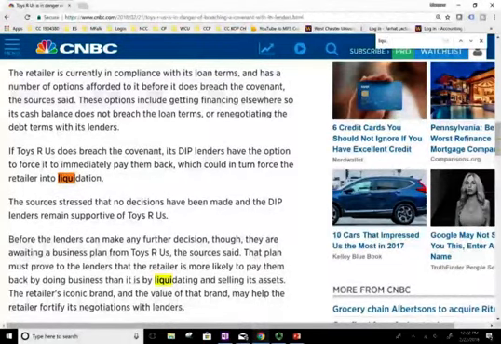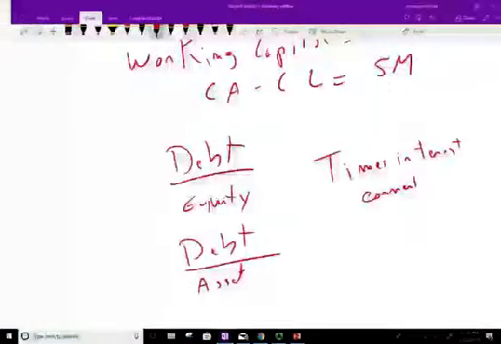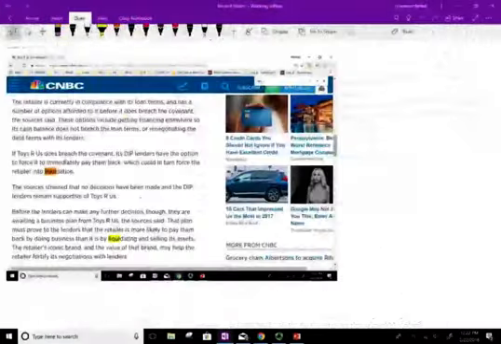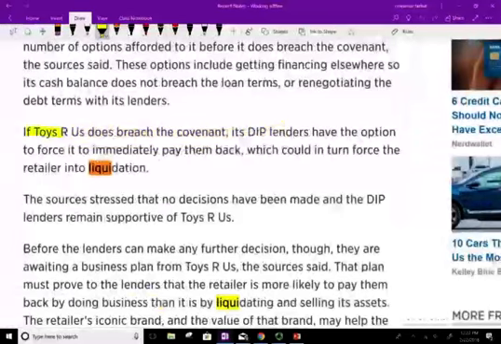If Toys R Us does breach the agreement, its DIP lenders have the option to force it to immediately pay back, which could do what? Force the liquidation of Toys R Us. So if they do breach, that's the risk of those ratios. If they do breach, then the company will go into liquidation, and that's the problem.